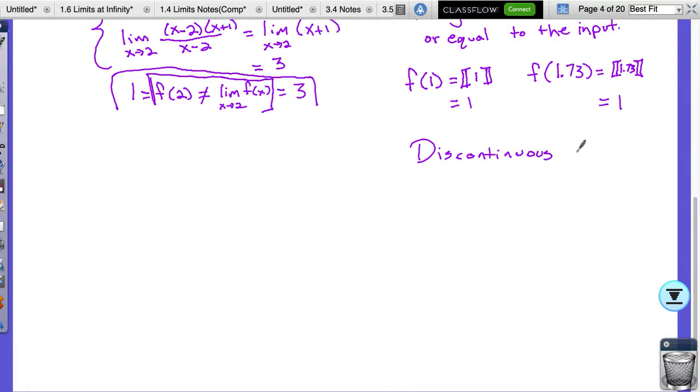All right, but this one's discontinuous at all integers. And I'll throw a letter up there, k. All right, so I can write that the limit of that stair step function, that greatest integer function, as x approaches k, does not exist.